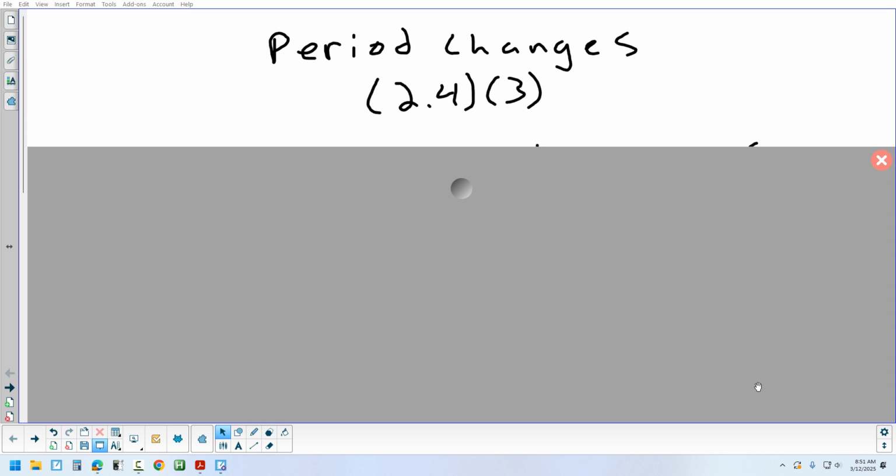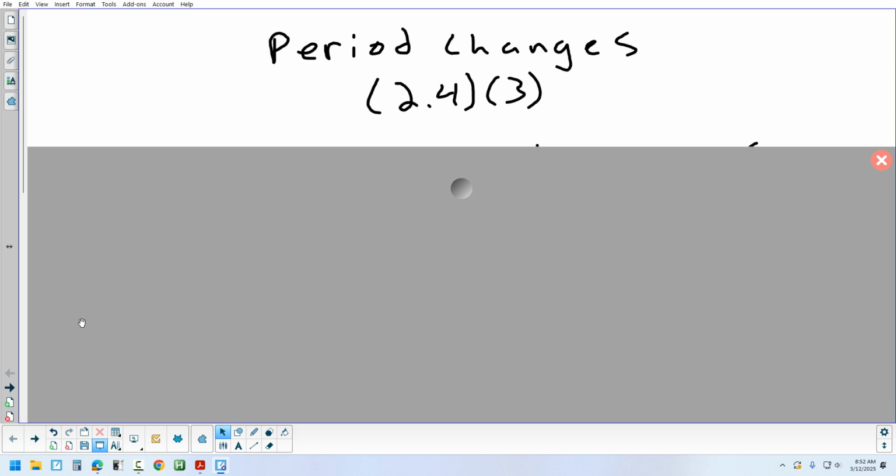All right, so the last section we're going to look at is on period change. And that's basically when you take a graph and you stretch it or you compress it horizontally. Okay? And we heard a little bit of what that sounds like. That has an effect on the pitch of the sound, right? If you're connecting this with like a sound wave.